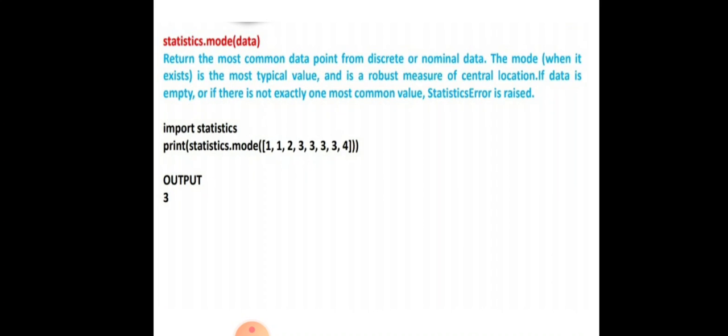Then we have mode. It returns the most common data point from discrete or nominal data. The mode is the most typical value and it is a robust measure of central location. If data is empty or if there is not exactly one most common value, an error is raised. For mode, we gave a list in which the most common value was 3.